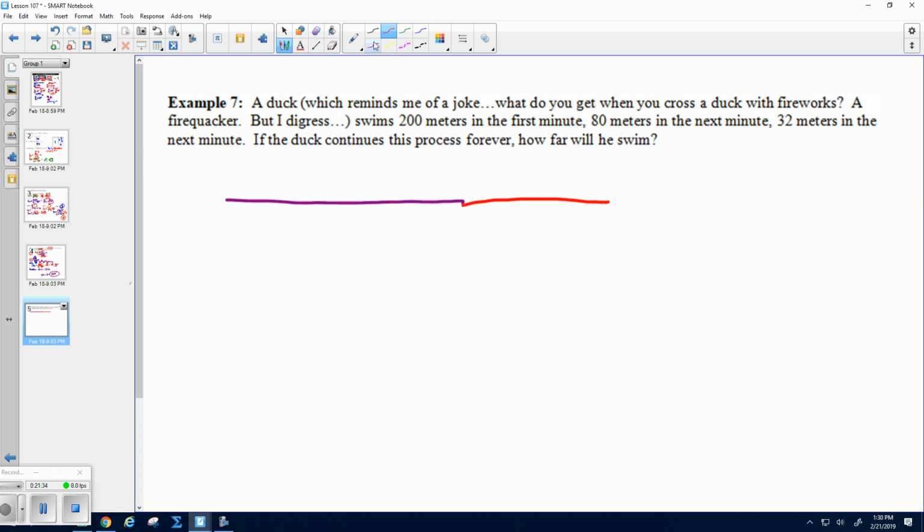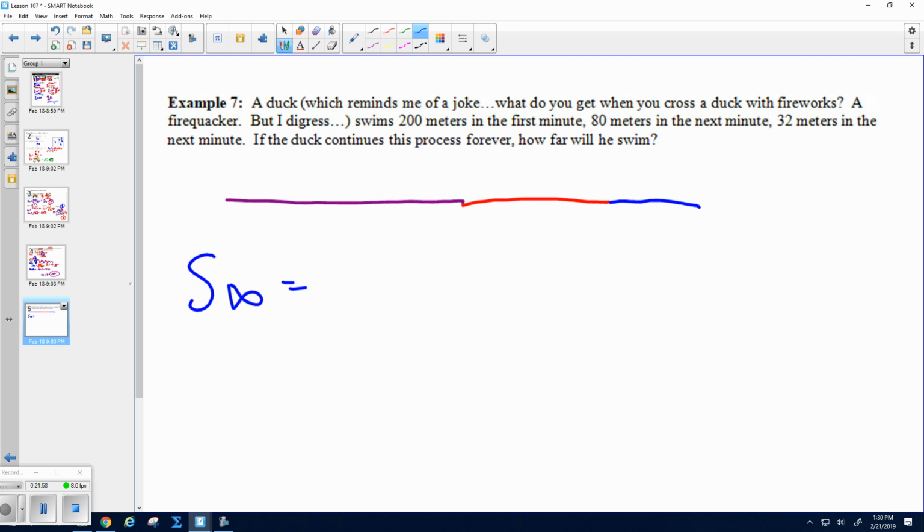Okay, a duck swims 200 meters in the first minute, and then he swims 80 meters in the next minute, and he's getting kind of tired, so he swims only 32 meters on the next minute, and he continues this forever and ever and ever. Is there a sum? Yes, because eventually he's going to get so slow that he stops, essentially. All right, so this is another sum of a geometric series.